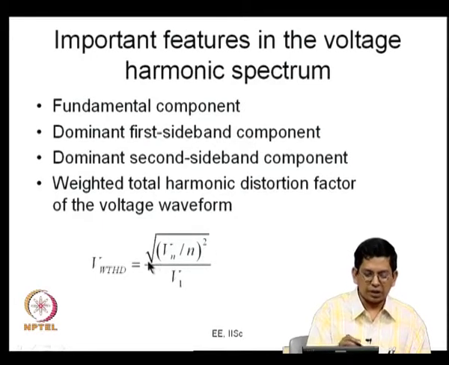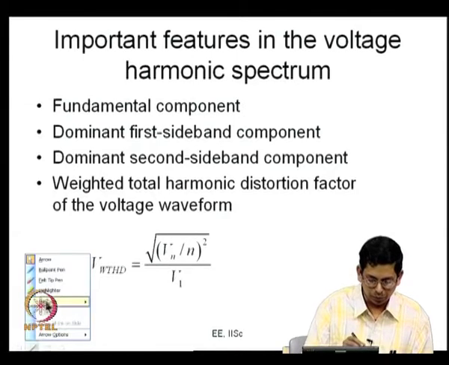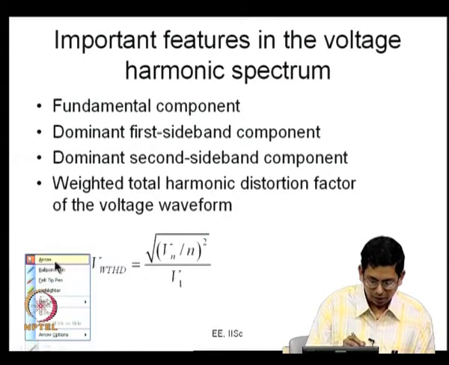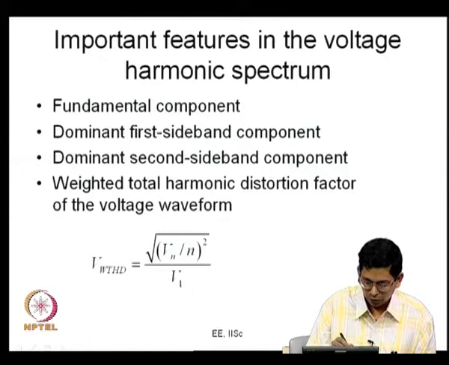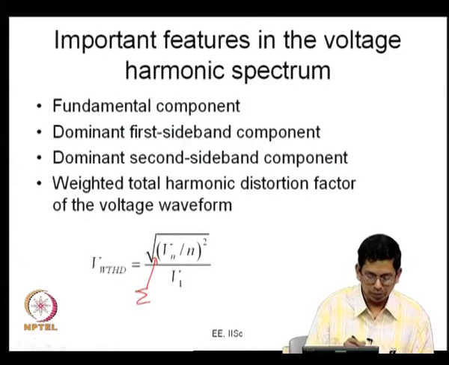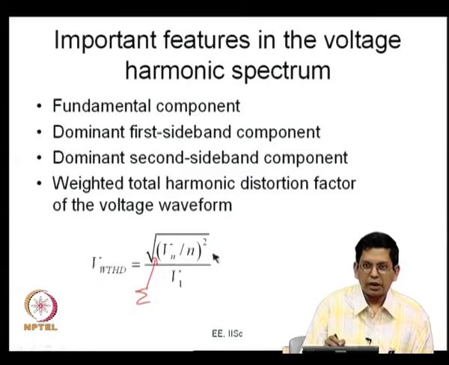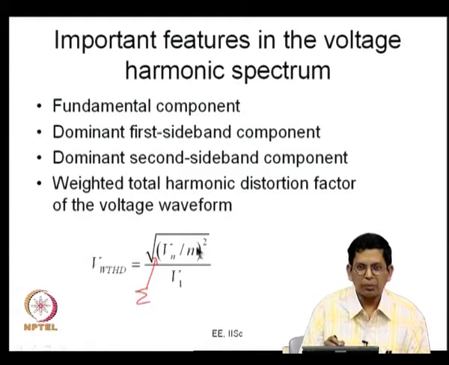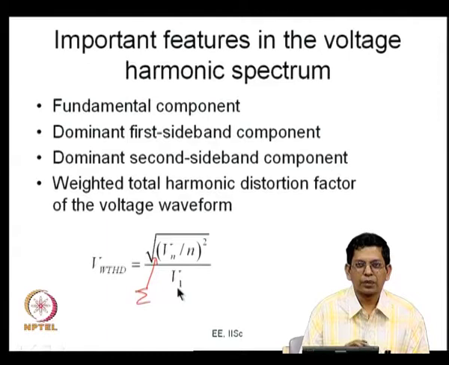There should be a sigma sign here. Please excuse me, and please include a sigma sign here. So, you should have a sigma of this. Vn by n squared would simply mean the nth harmonic alone. This is sigma of all of that divided by V1.